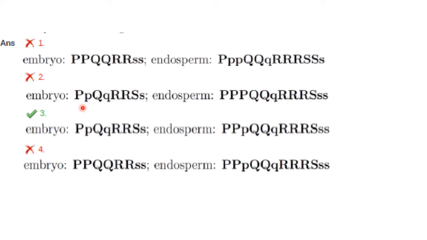In case of 2 and 3 the genotype of the embryo is the same. Whereas if you see the endosperm, you will see that here also they have got one capital P written over here. That will not happen because the male parent is having only small p. So it will fuse with the female parent, and it is endosperm, so it will have 2 capital P and 1 small p. So naturally option 3 is the correct answer.